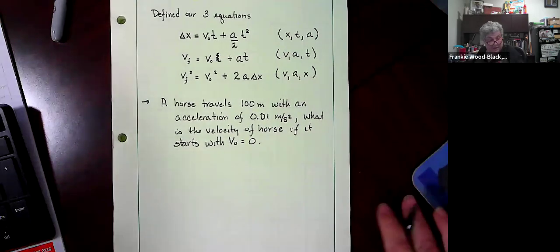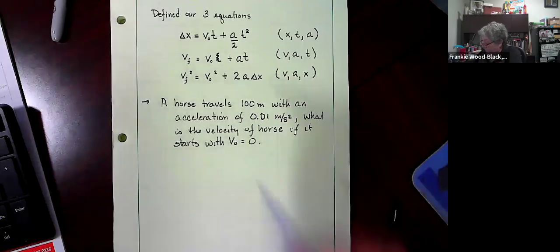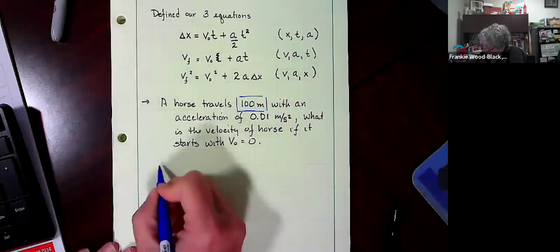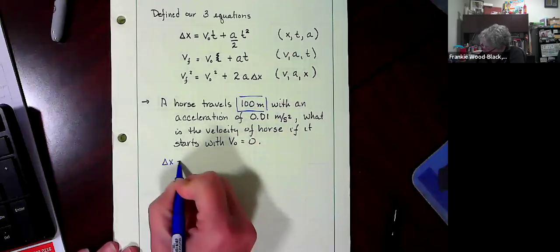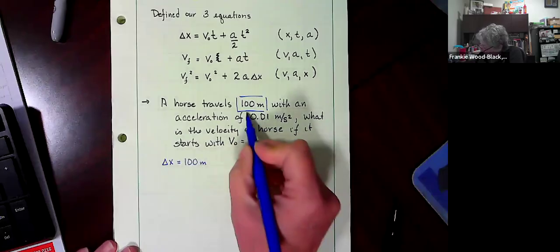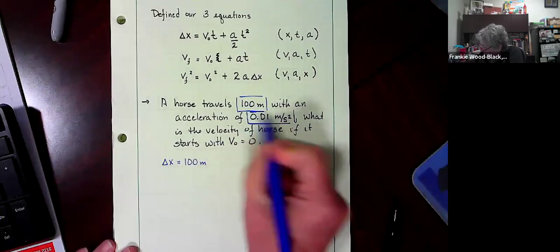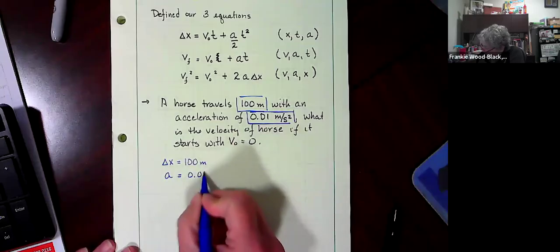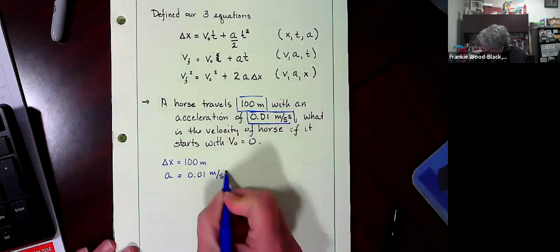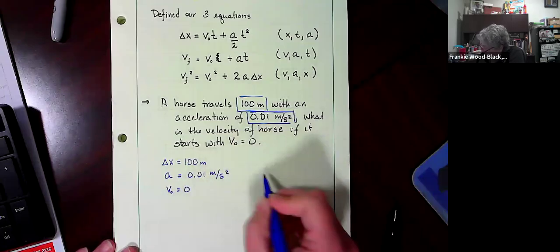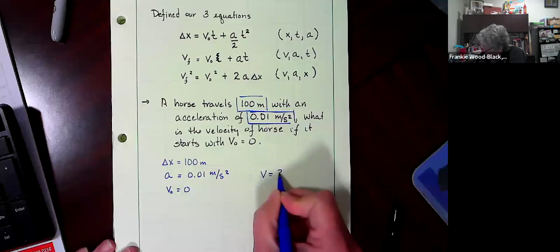So we've got our problem here. We've been told we have a distance of 100 meters. So my change in position is going to be 100 meters. We've got an acceleration of 0.01 meters per second squared. And we're told the initial velocity is equal to 0. And we want to find our final velocity.